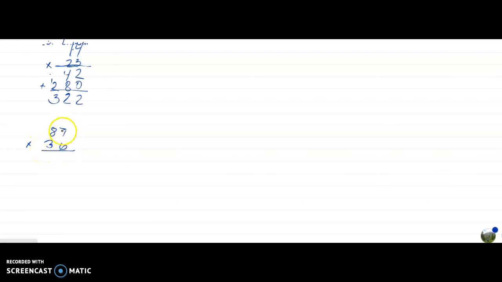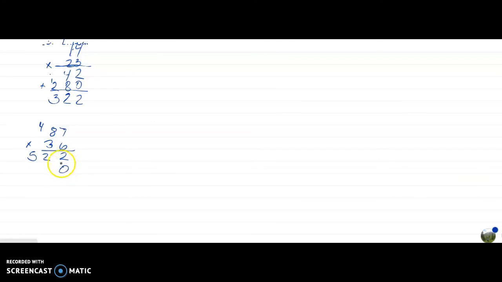Okay. 6 times 7 is 42. Carry the 4, bring down the 2. 6 times 8 is 48. 49, 50, 51, 52. I added that 4. So the 5 is actually a hundreds, and the 2 is a 10.